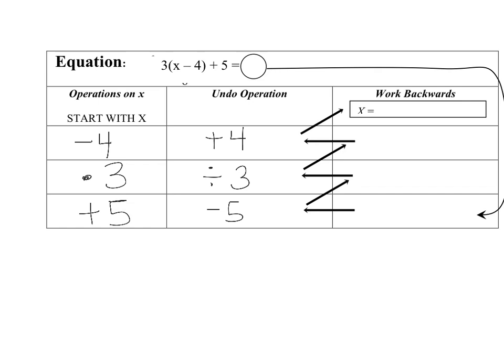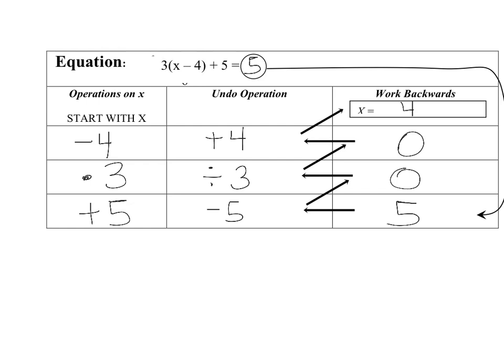5. All right, so I'm going to take that 5 and follow the arrow and put it right here. That was my end result, 5, and I'm going to work backwards. I'm going to do 5 minus 5, and 5 minus 5 gives us 0. 0 divided by 3 gives me 0. And then 0 plus 4 gives me 4. That is the number that you started with.